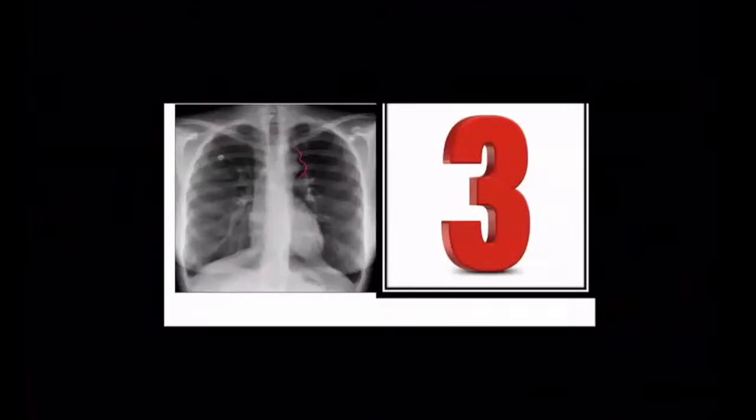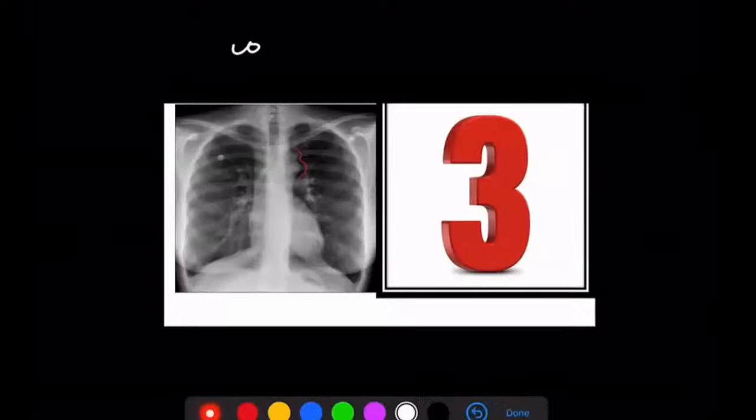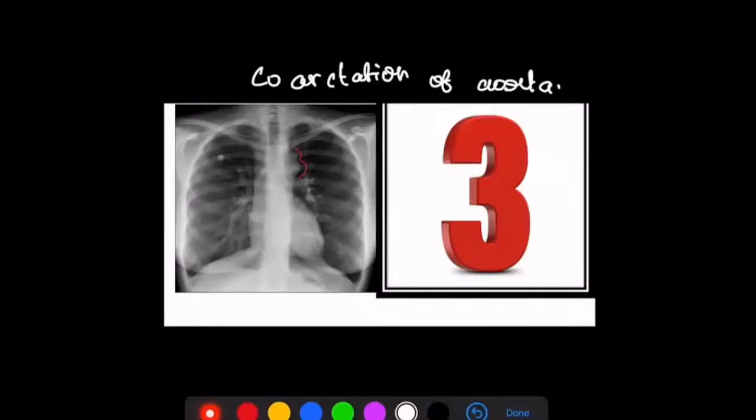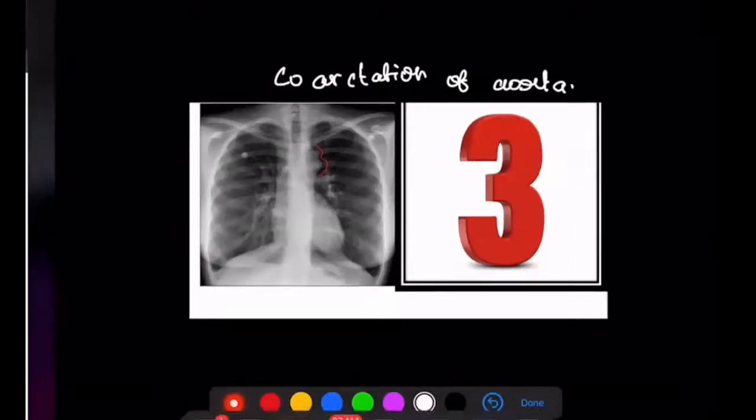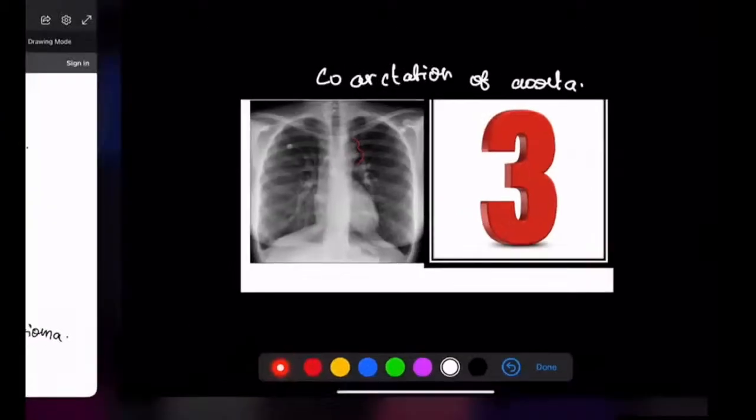It's a very important image. Coarctation. You can see a coarctation. Very good. Coarctation of aorta. Very, very important image, coarctation of aorta.